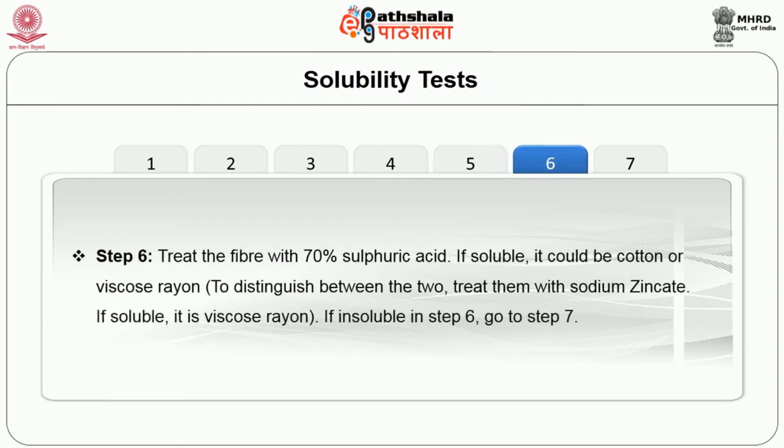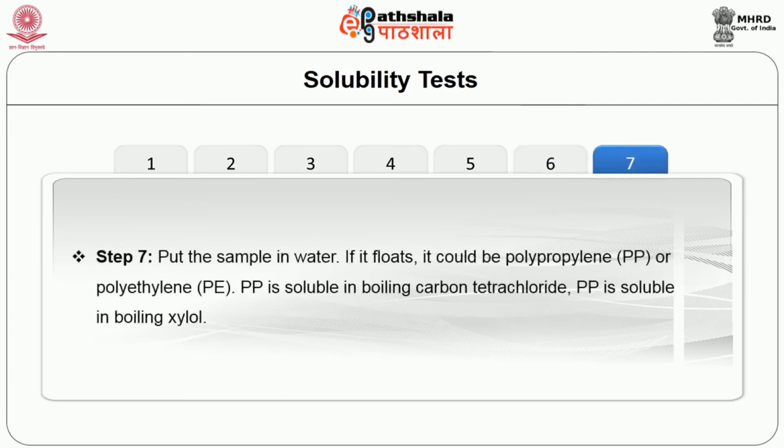Treat the fiber with 70% sulfuric acid. If soluble, it could be cotton or viscose rayon. To distinguish between the two, treat them with sodium zincate. If soluble, it is viscose rayon. If insoluble, in step number 6, go to step number 7. Step number 7, put the sample in water. If it floats, it could be polypropylene, that is PP, or polyethylene.